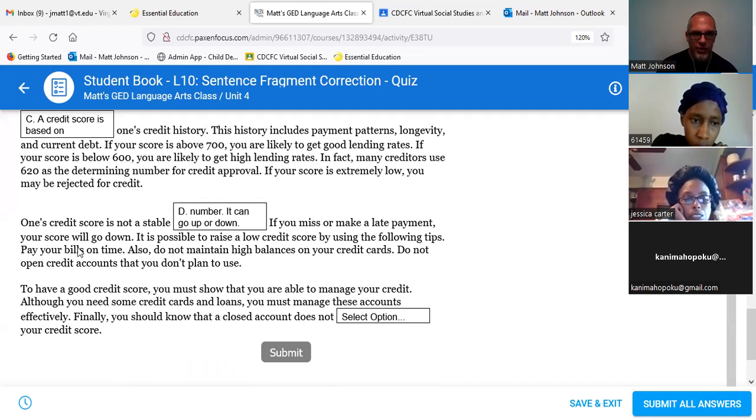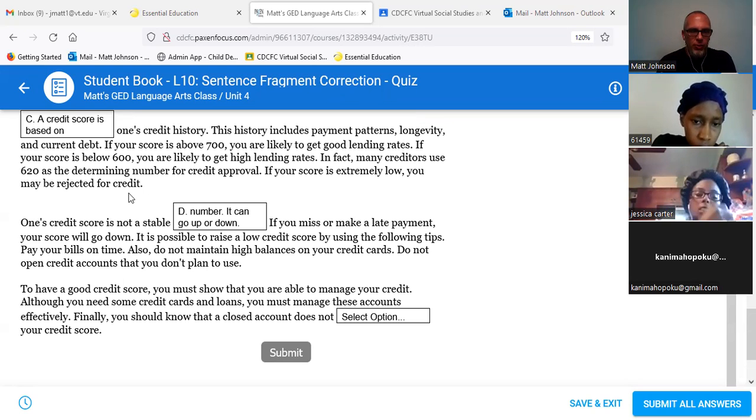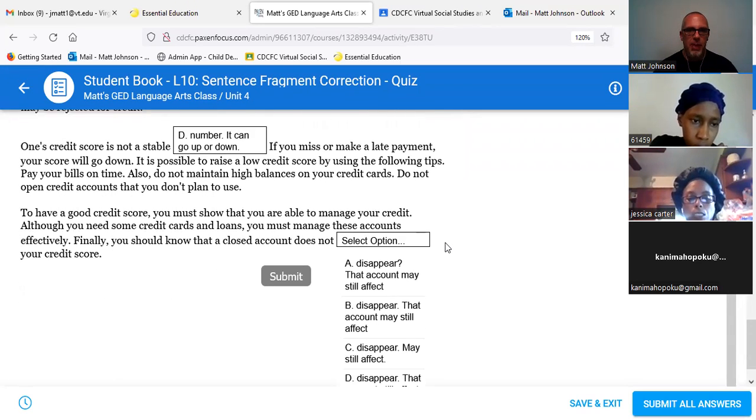So if you miss or make a late payment, your score will go down. It is possible to raise a low credit score by using the following tips. Pay your bills on time. Also, do not maintain high balances on your credit cards. Yeah, Kate, I couldn't hear you. Sorry. And I see you're unmuted too. Do not open credit accounts that you don't plan to use. To have a good credit score, you must show that you are able to manage your credit. Although you need some credit cards and loans, you must manage these accounts effectively. Finally, you should know that a closed account does not disappear.